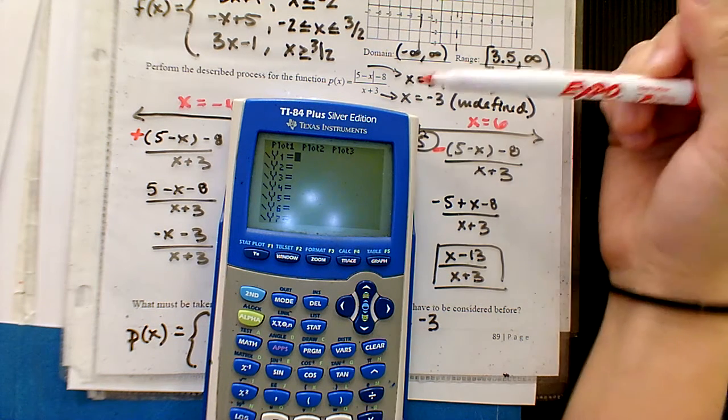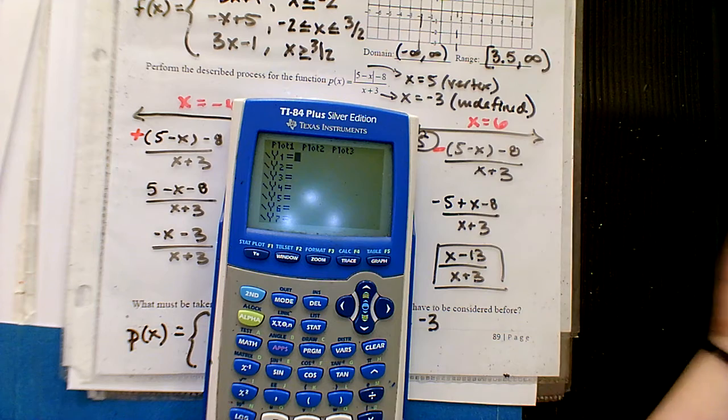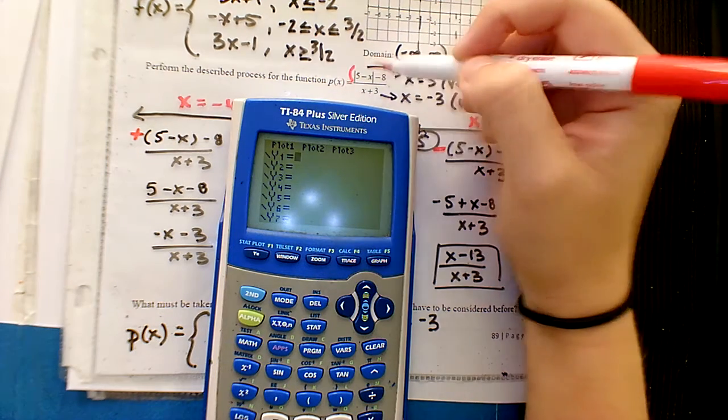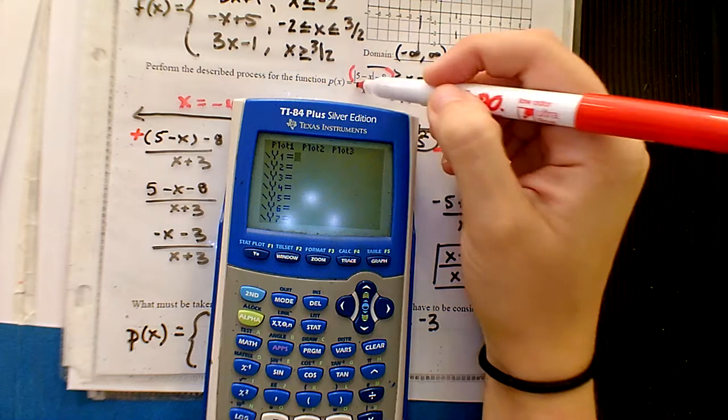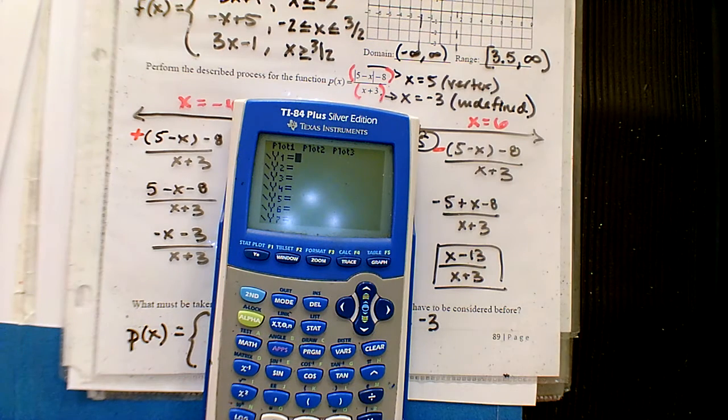Since we're going to type in a fraction, you have to tell your calculator you want all of the numerator, all of the top stuff, divided by all of the bottom stuff. So we're going to have to use parentheses to denote that idea. All of the top divided by all of the bottom.